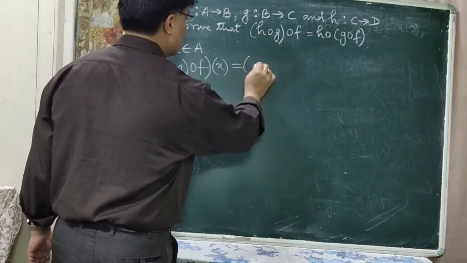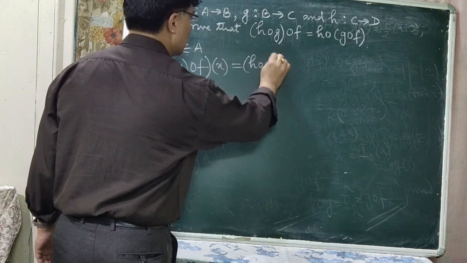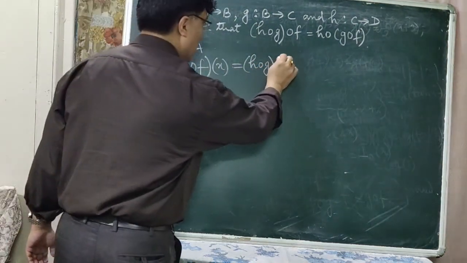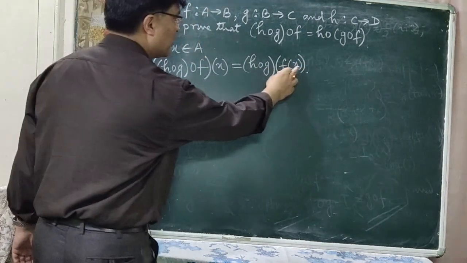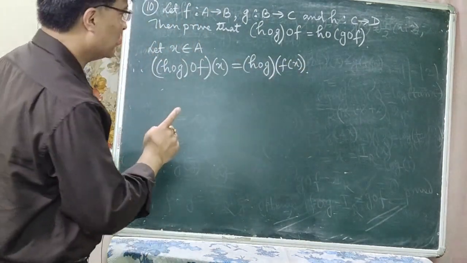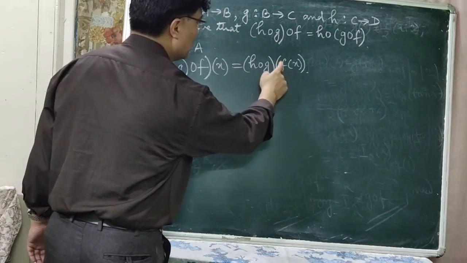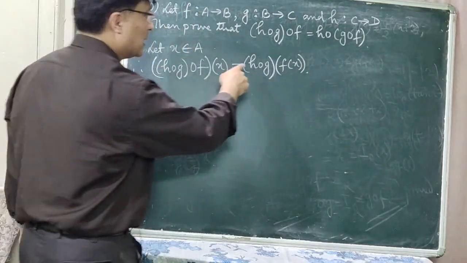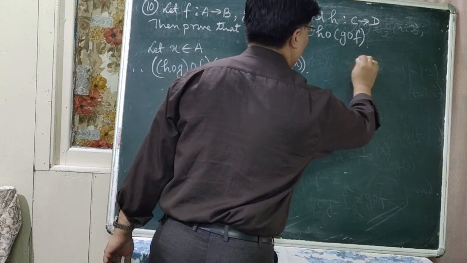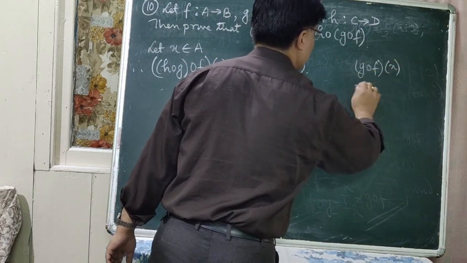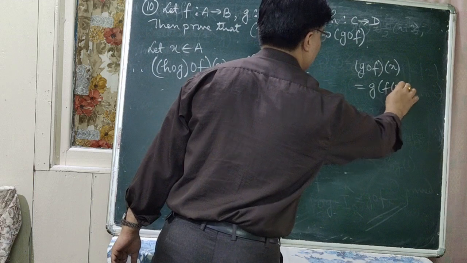It is defined as (h∘g)(f(x)). It is just like your h∘g applied to f of x, isn't it? That is (h∘g) within bracket f of x. Now again it is just like your g∘f of x, which is defined as g of f of x.